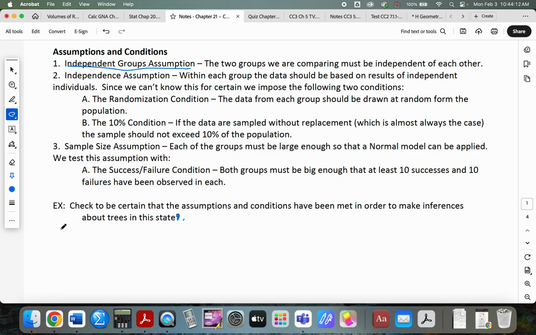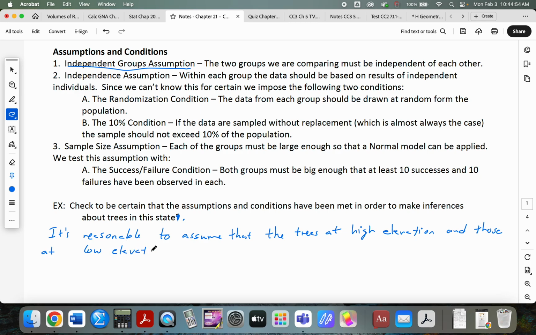So it's reasonable to assume that the trees at high elevation and those at low elevation are independent of one another.